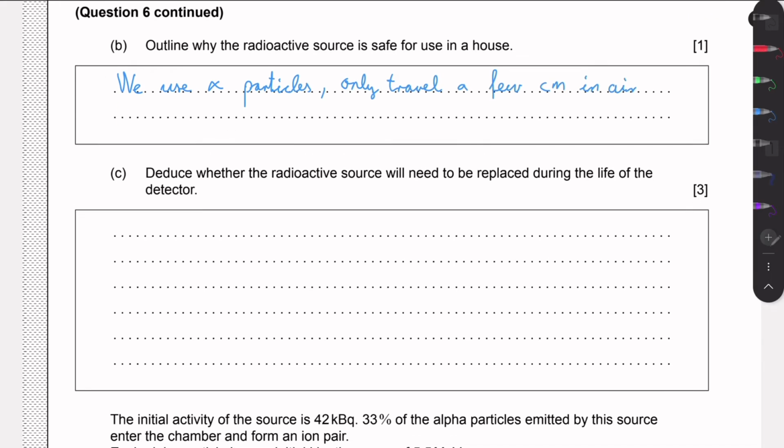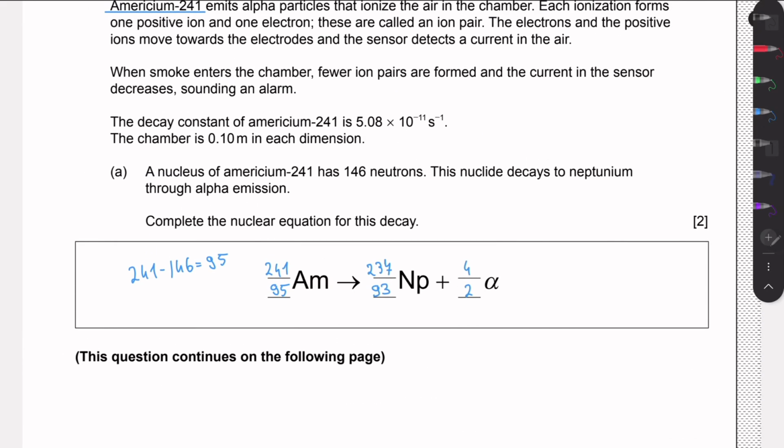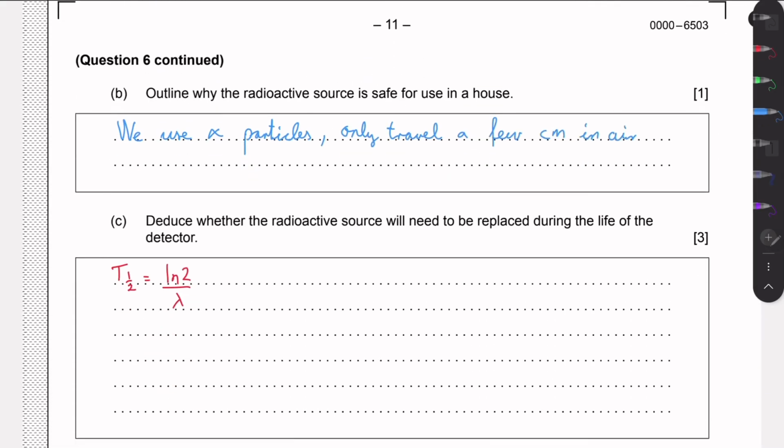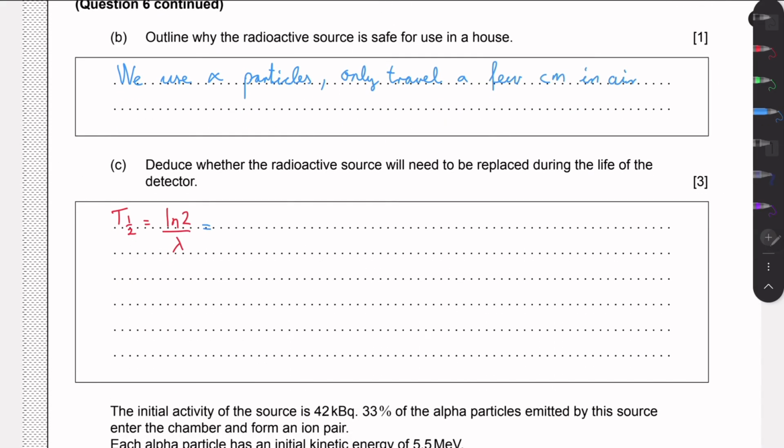And well, we know that the half-life can be calculated with this formula. It's in our data booklet. And we know the decay constant, that's the lambda over there. It's this number over here. So our half-life will just be ln2 divided by 5.08 times 10 to the minus 11. So our half-life is 10 to the 10 seconds, which if we convert to years is approximately 430 years.